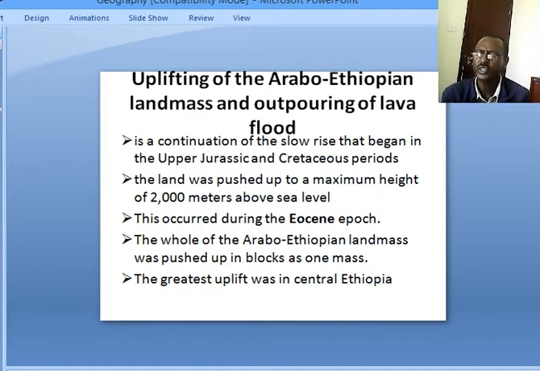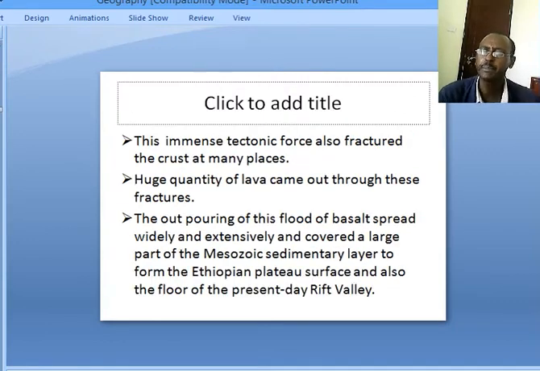This occurred during the Eocene epoch, where the whole of the Arabo-Ethiopian landmass was pushed up in blocks as one mass. So the greatest uplift was in central Ethiopia. This immense tectonic force also fractured the crust in many places. Its structures started to fracture, so a huge quantity of lava came out of these fractures.